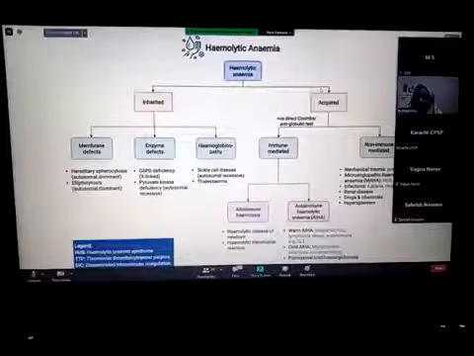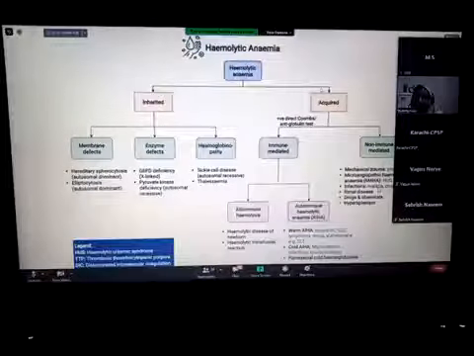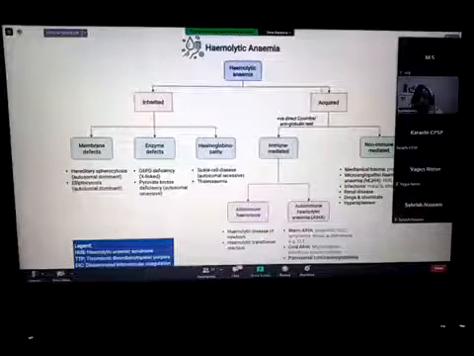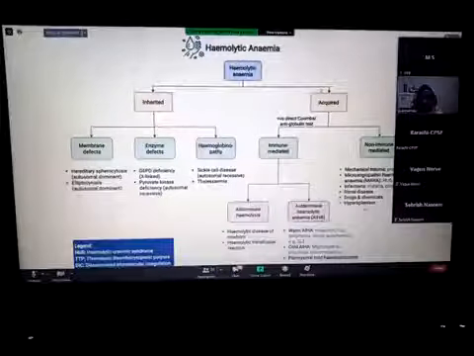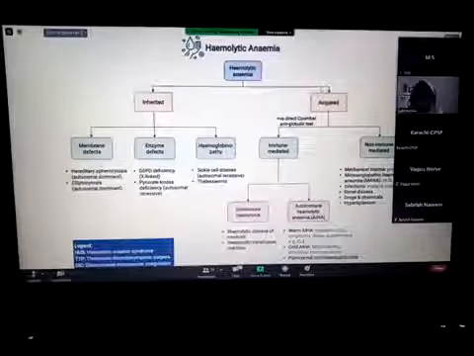And the commonest which we see here is malaria, and the other one happens because of the spleen, that is a large spleen removing the red cells causing extravascular hemolysis. So these are the common types of hemolytic anemias.